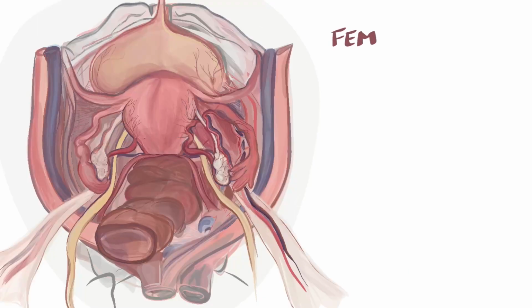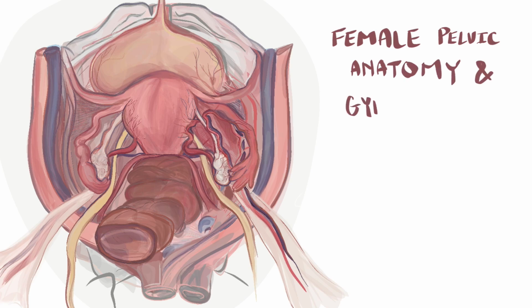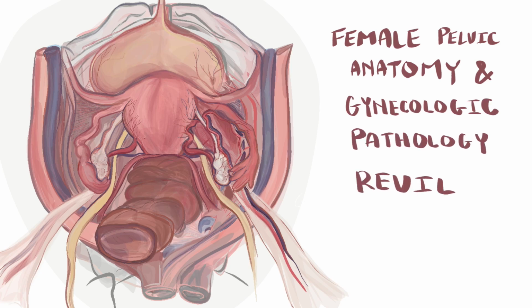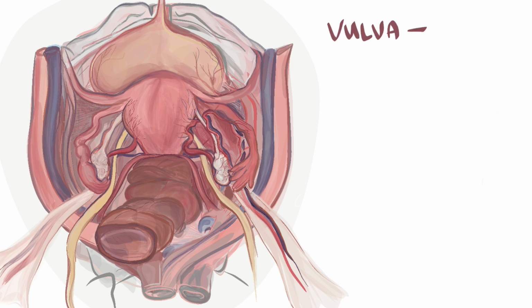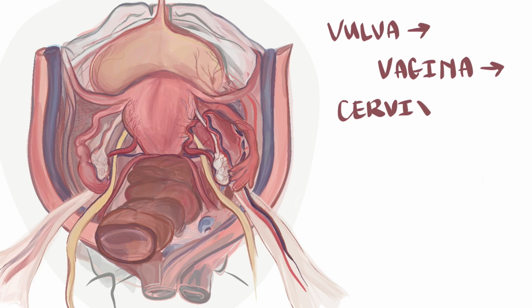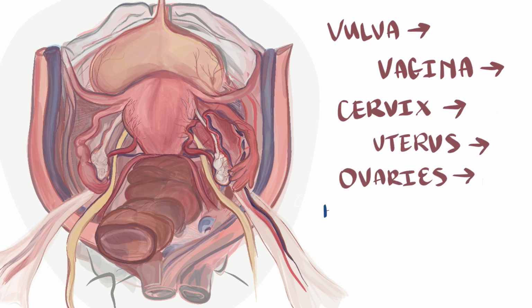Hi y'all, today I'm going to go over a female pelvic anatomy and gynecologic pathology review. I'm going to move through this in basically the order of the female anatomy from external to internal. I'll start by going over some common vulvar pathologies, then I'll talk about vaginal cancer, cervical cancer, then I'll move through a basic female pelvic anatomy review with a focus on various gynecologic emergencies that are going to make you need to take somebody to the OR.